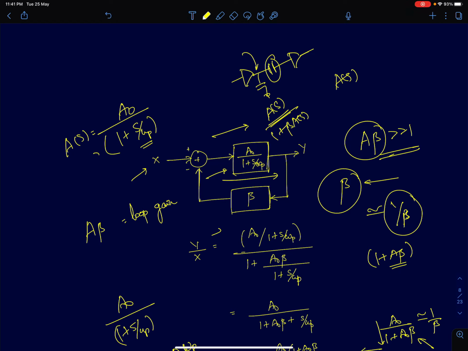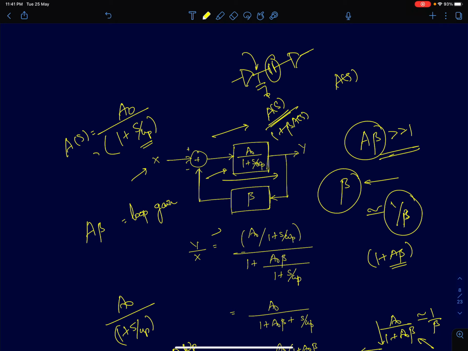Hi everyone. In the previous lectures, we introduced the idea of negative feedback amplifiers. We said negative feedback amplifiers offer two major advantages. One is a near constant DC gain, and the other advantage is reduction in nonlinear distortion.